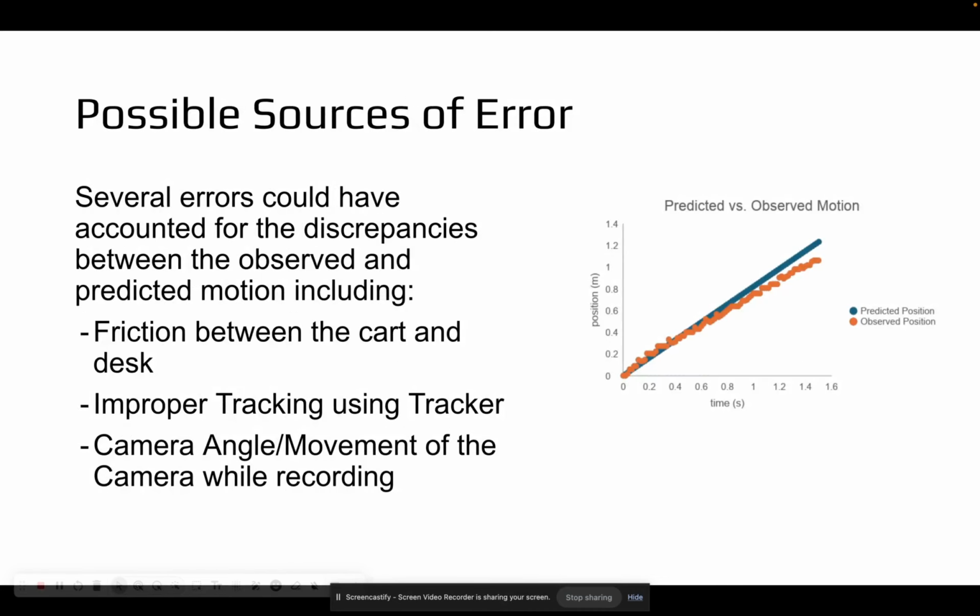Some possible sources of error that could have been introduced are the friction between the cart and the desk, improper tracking using the tracker when manually setting the data points. Some data points could have been skewed, and the camera angle or movement of the camera while recording could also have played a factor.